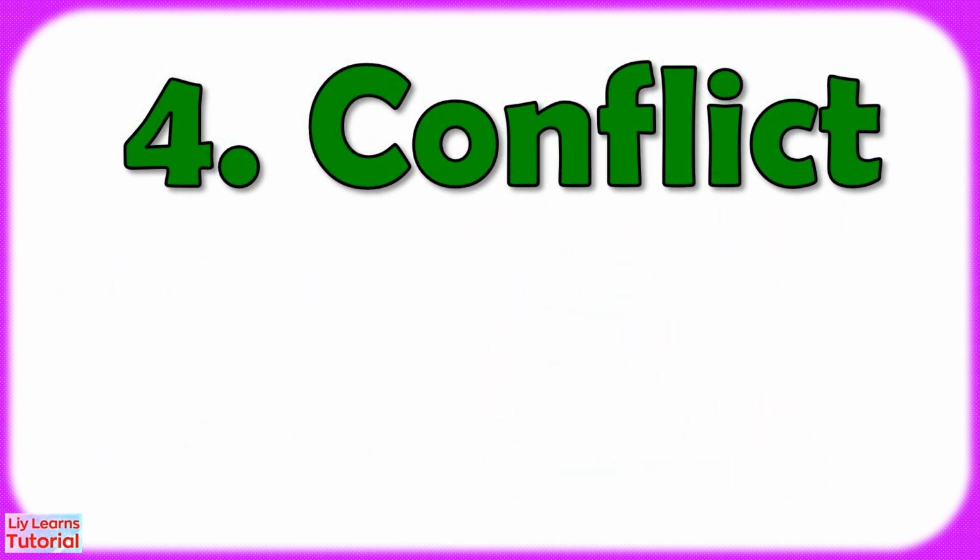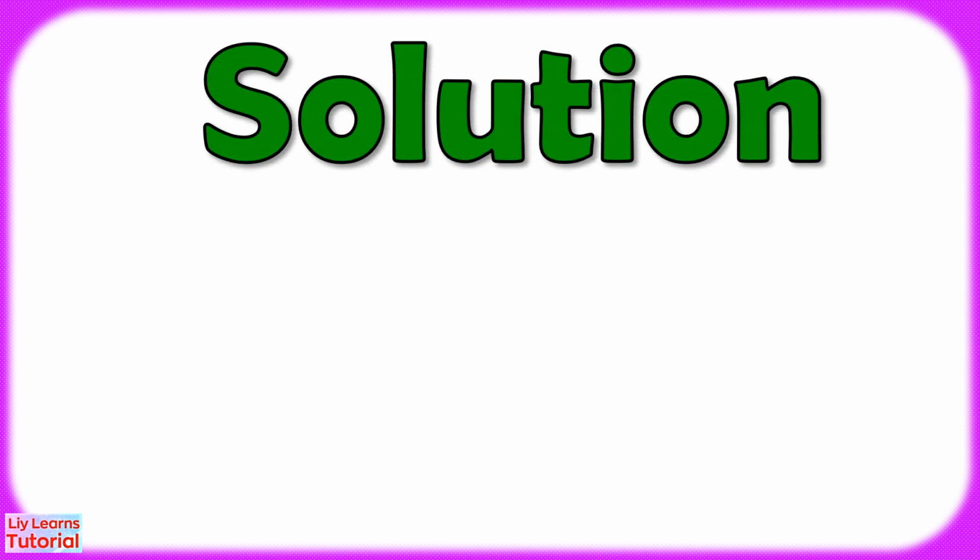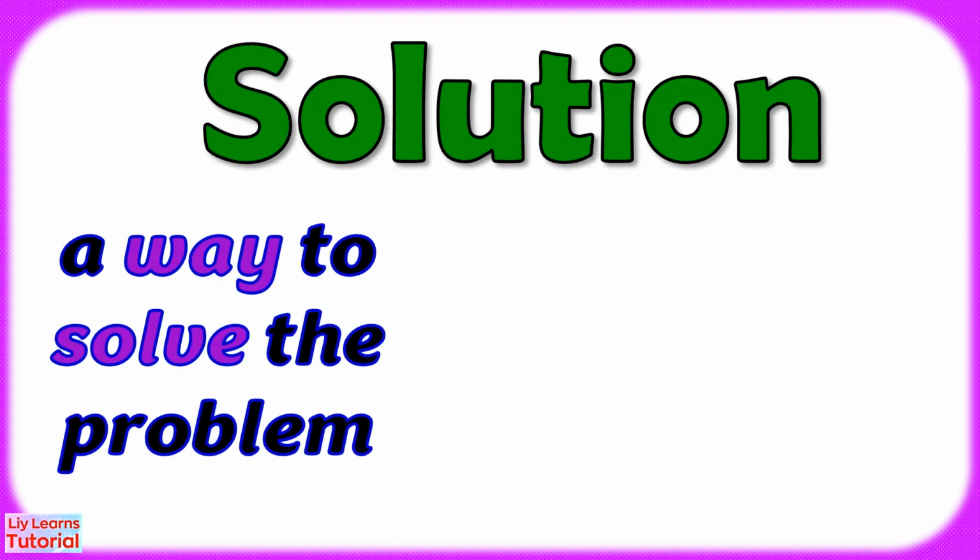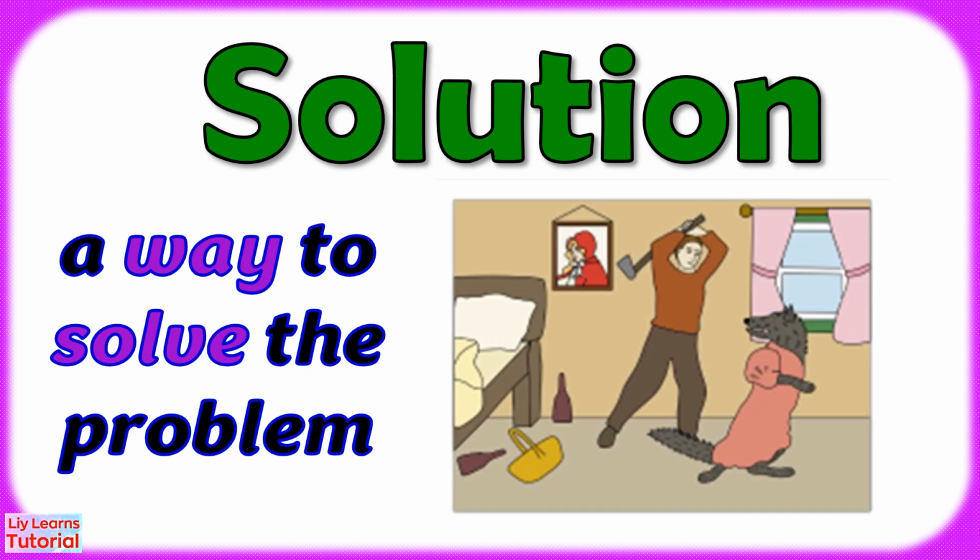If there is a problem, there should also be a solution. It is a way to solve the problem. From the story Little Red Riding Hood, in order to save Little Red Riding Hood, a lumberjack chased the wolf with an axe.